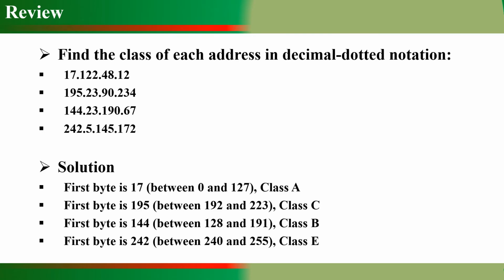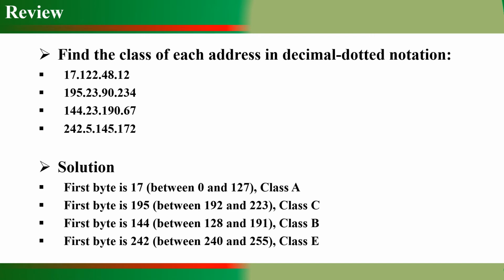Here we have to find the class of each address, where the address is represented in decimal notation. The first address is 17.122.48.12. Since the first byte of the IP address is 17, which lies between 0 and 127, the address represents class A. The second IP address is 195.23.90.234. Here the first byte is 195, which lies between 192 and 223, so this address belongs to class C.